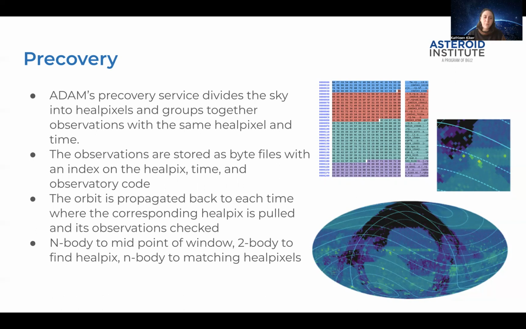To further speed this up, we use n-body propagation to the midpoint of a window, usually 7 days, and then 2-body propagation to go and find those heliopixels. And then, of course, we switch back to n-body propagation as we're actually comparing observations to the orbit.